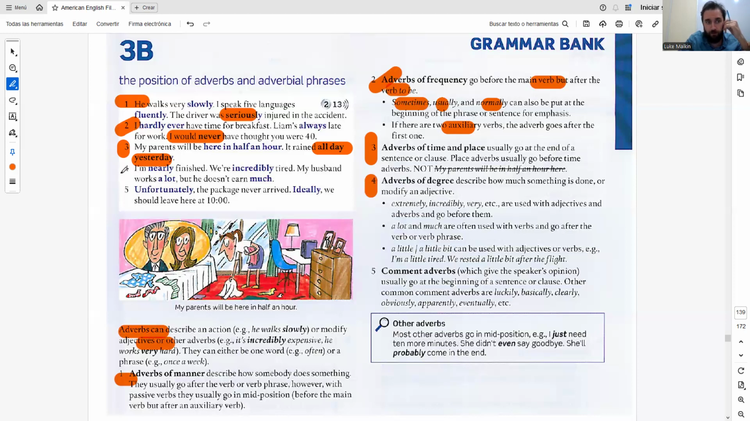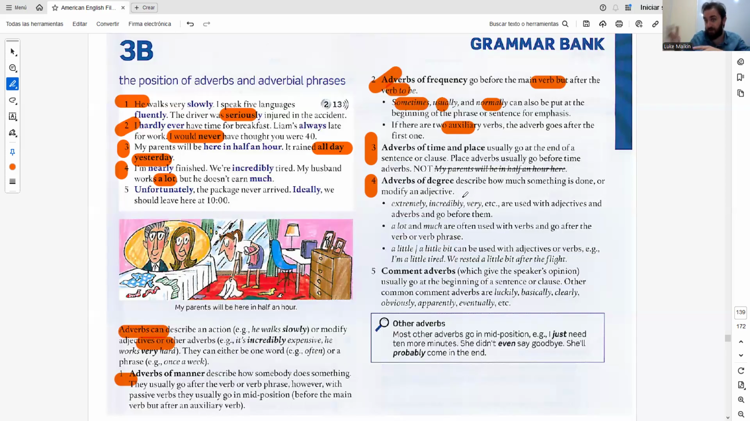Adverbs of degree. For example, I'm nearly finished. It's like I'm close to being finished. This is a degree. Or we're incredibly tired. My husband works a lot. It talks about the amount that something is. This describes how much something is done, or it modifies an adjective, right?